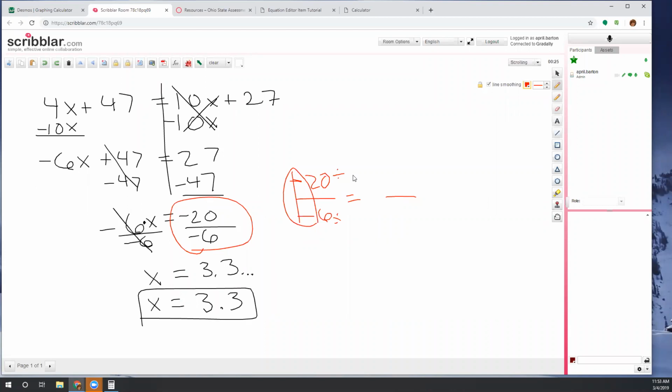Is it 3? No, because 3 doesn't divide into 20 evenly. So you thought about 6, you thought about 3. What's the only thing left to divide into 6? 1? I forgot about 1. I wasn't thinking about 1 because 1 doesn't change anything. Right. So if you divide by 1, it's still 20 over 6.